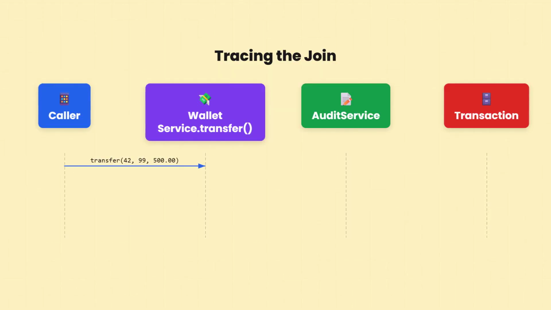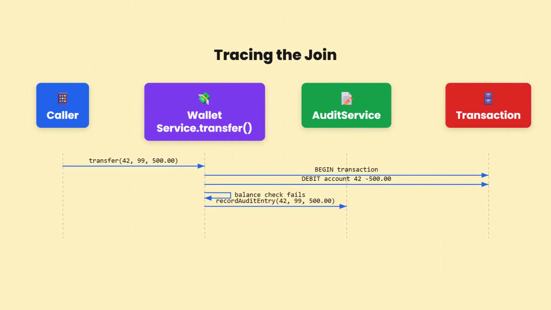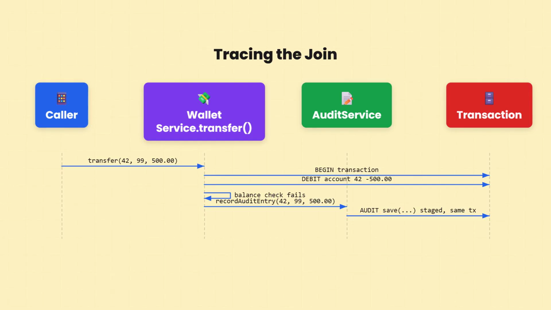The caller kicks off transfer with sender 42, receiver 99, and $500. Transfer opens its own transaction before doing anything else. It debits the sender's account by 500, staged inside that transaction. The balance check catches the sender going negative and throws InsufficientFundsException. Transfer still calls recordAuditEntry, and because REQUIRED just joins, it joins transfer's already open transaction instead of starting its own. The audit row gets staged in that exact same shared transaction, not a separate one.